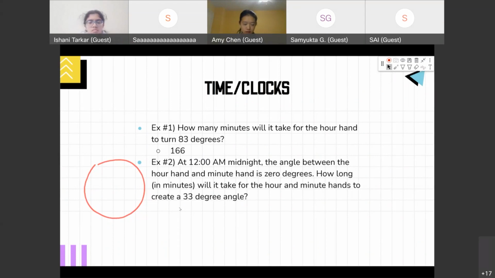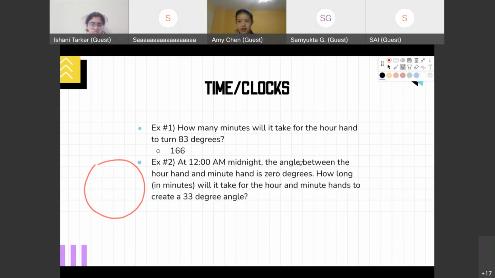So this one is a little bit different because in the first question, we were just asking about one hand, like how much would it take one hand to turn 83 degrees. But for this one, we're asking about both hands, and it's kind of weird because they're both turning at the same time. The minute hand's going to travel 6 degrees in 1 minute, but the hour hand is also going to travel a little bit too. So you can't just find, oh, the minute hand's going to travel 33 degrees in this amount of time, because the hour hand is also going to move a little bit.